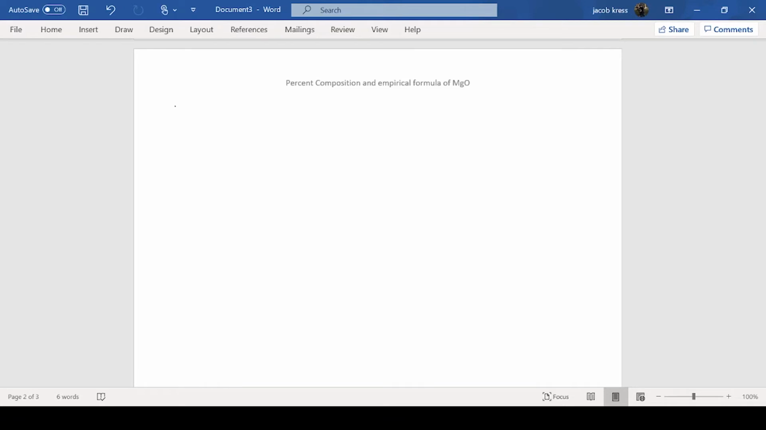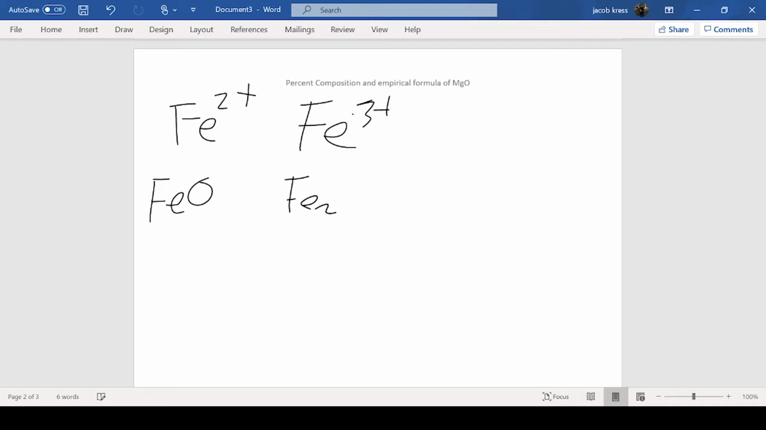So we have both iron 2+ and iron 3+. The reason this matters is because when this combines with oxygen, it can combine in 2 ways. If it combines with the 2+ ion, we just get FeO. If it combines with the 3+ ion, we get Fe2O3. And again, that's just from charge balancing our compound.